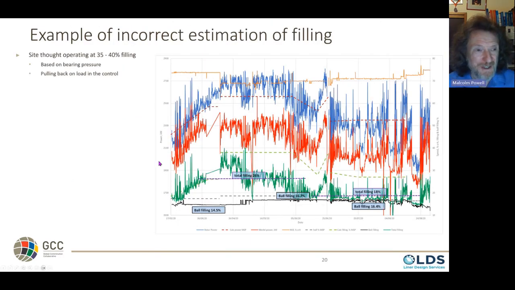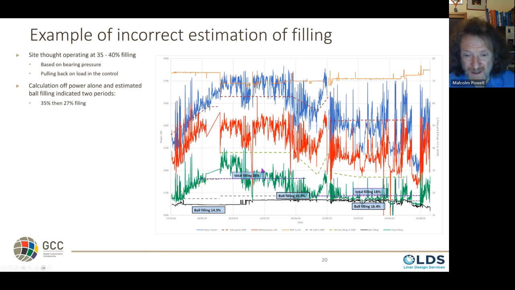So again, looking at the estimation of filling, they thought they were running 35 to 40%. Their bearing pressure looked okay when they stopped. I used just power and said, oh, this is more like 35 to 20% filling in these 2 periods. I could calculate just on that, but I said it doesn't add up. We need to have a proper look.